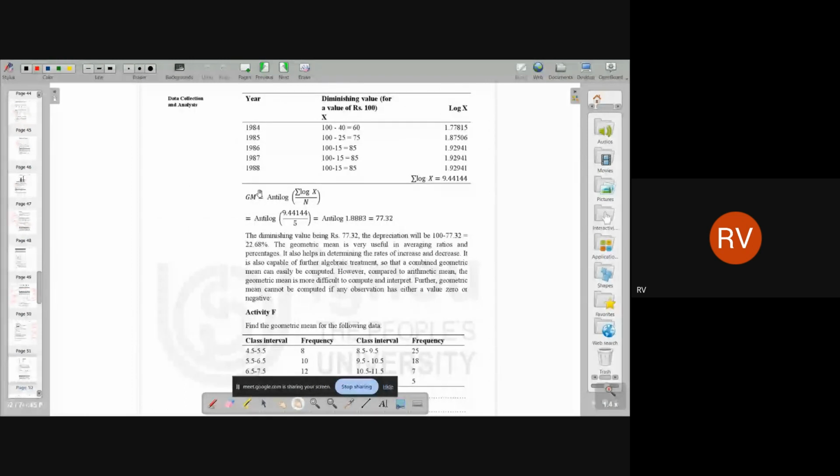Then find the diminishing values for 100 rupees. After 40% depreciation, the diminishing value is 60. Then take the log, then find the anti-log. 77.32 is the diminishing value. Then the corresponding depreciation is the difference between 100 and 77.3, that is 22.68.